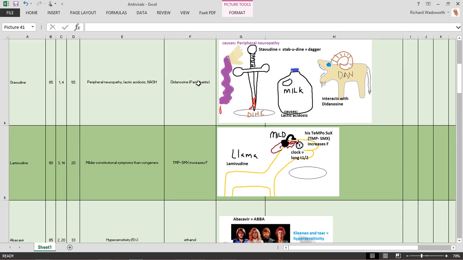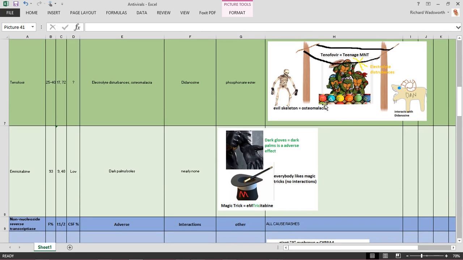And lactic acidosis. I put milk here. That's another cause. And I didn't include the NASH on there, sorry. But here it interacts with didanosine. So I drew over here, this is seen as interacting with Dan the goat again.